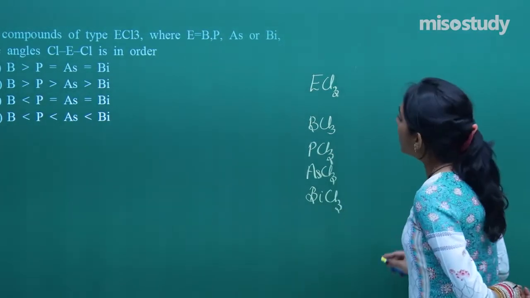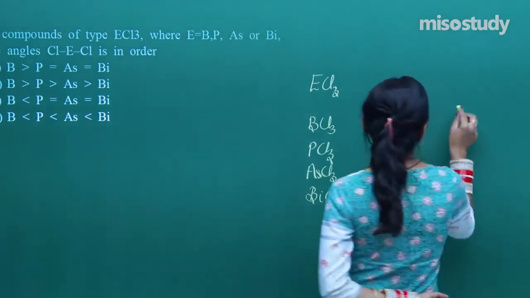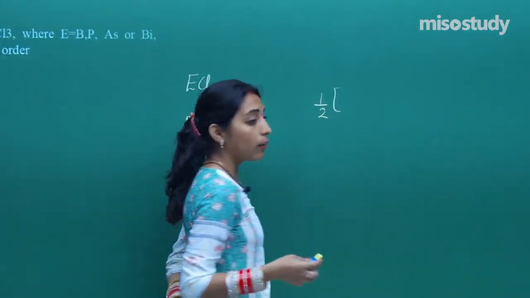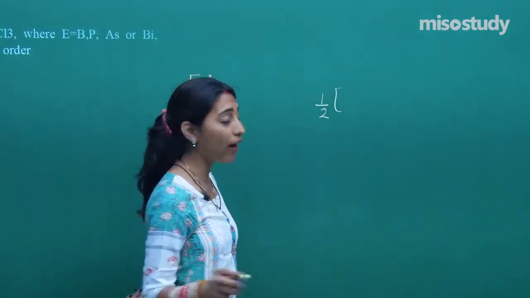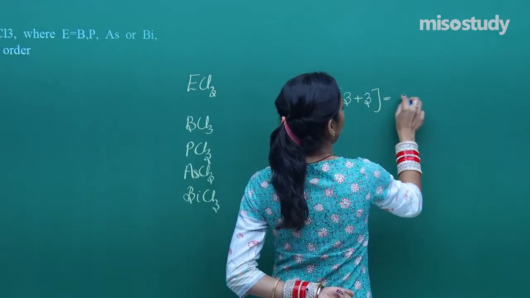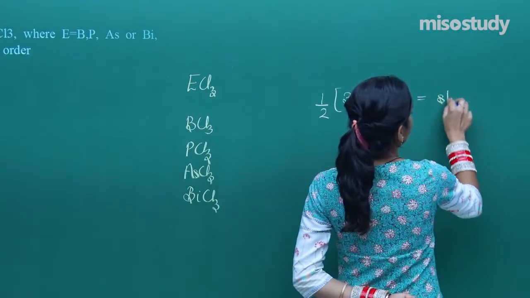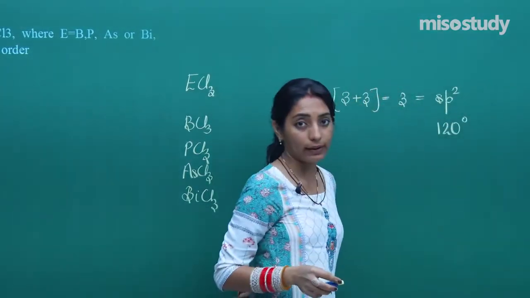Okay. Now see, when I talk about BCl3, if I try to figure out half, then boron is atomic number 5. So the number of valence electrons is 3, plus 3 chlorines are there, making it a total of 6. That means BCl3 is sp2 hybridized, so the bond angle will be 120 degrees.